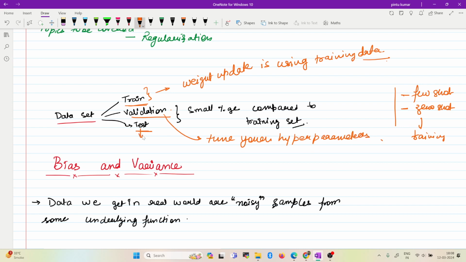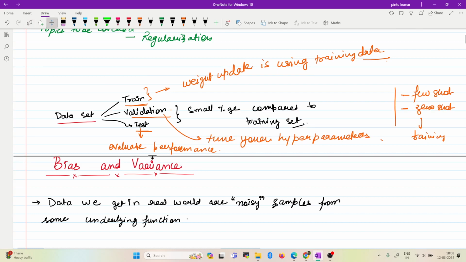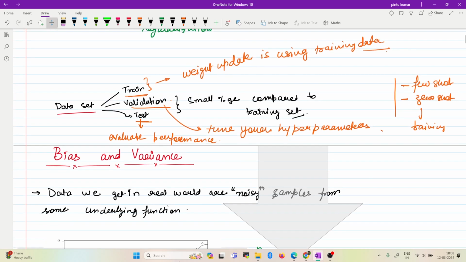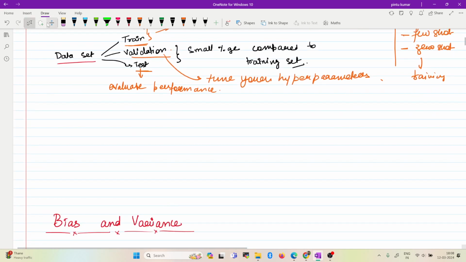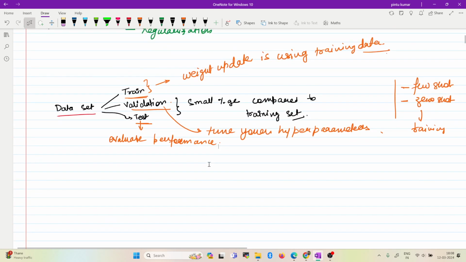And your test data set finally is used to evaluate the performance of your model. One more thing, if you have any doubt at any point, you can either type it in the chat box or you can unmute yourself anytime and speak.